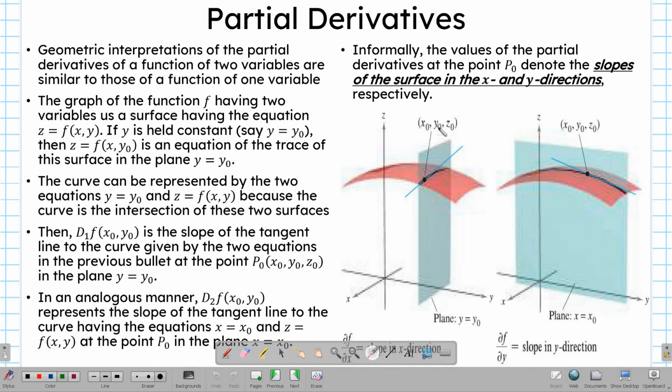You can also do that in terms of x. If x is held constant, then you're going to have this plane here at x equals x sub 0. So the partial derivative is the slope of this line here, wherein that is a specific point on the curve of the function z and this plane. So informally, the values of the partial derivative at the point P denote the slope of the surface in the x direction and in the y direction, respectively. So let's have example problems for those.